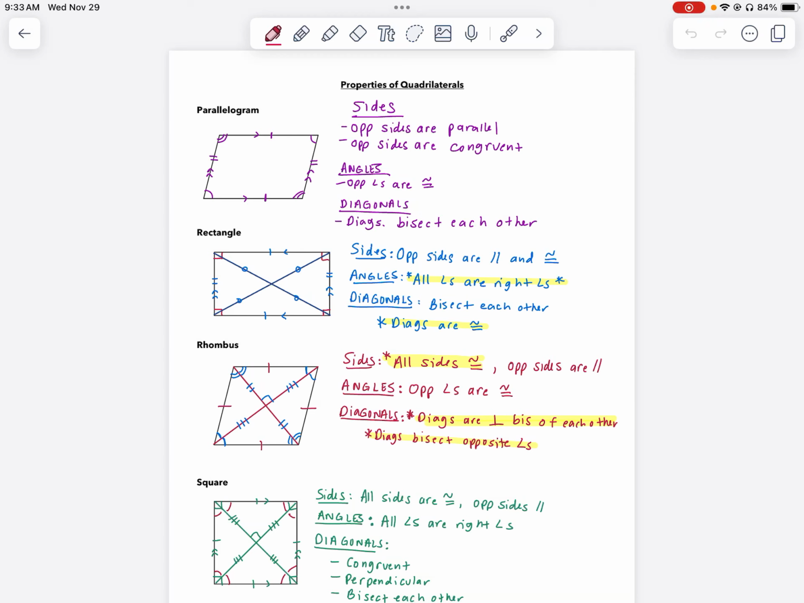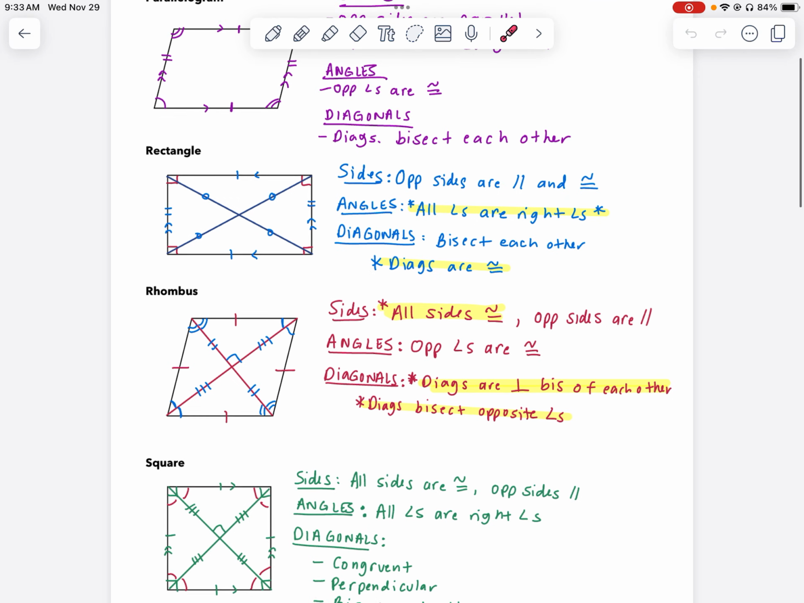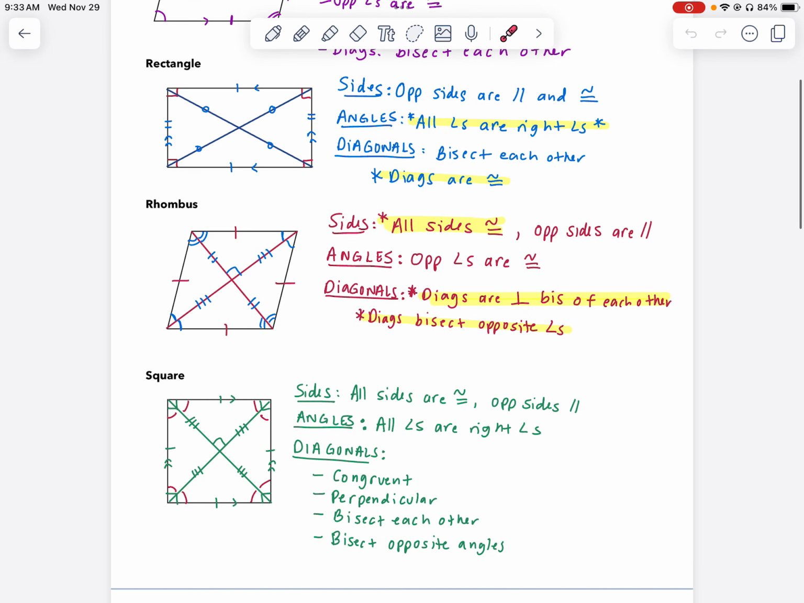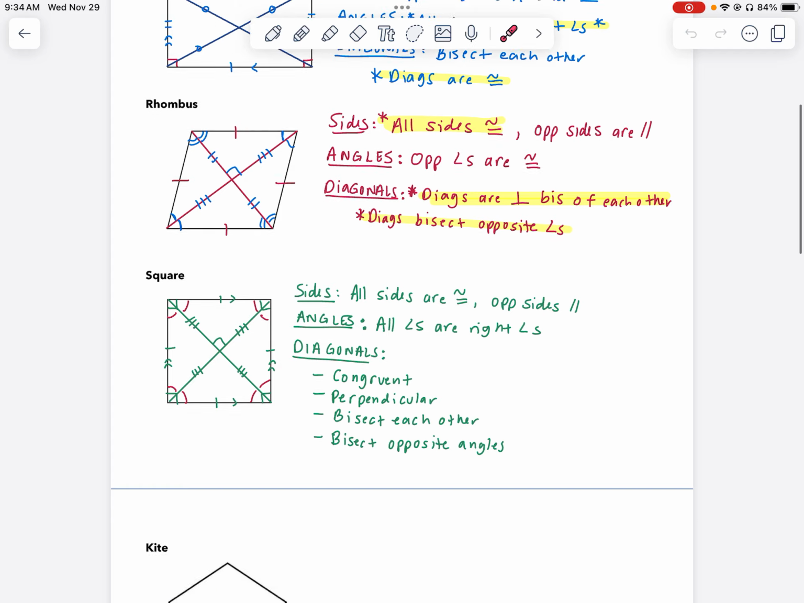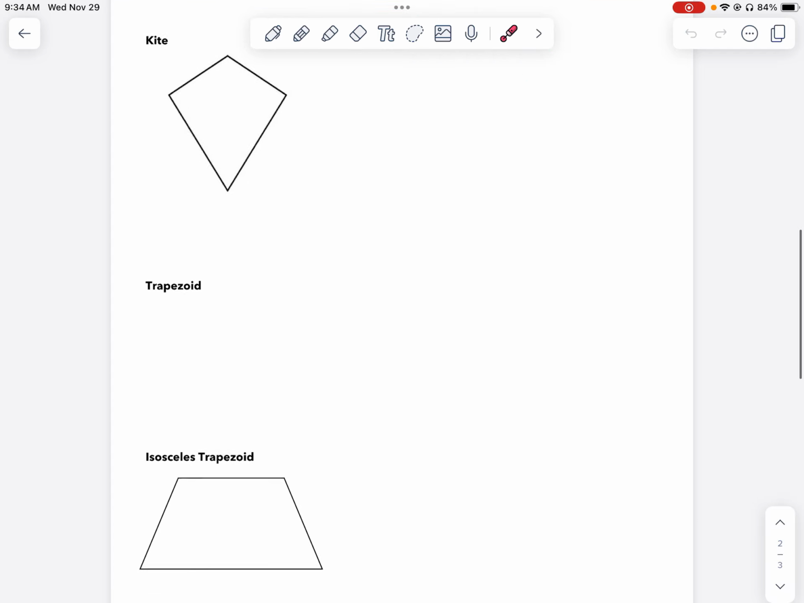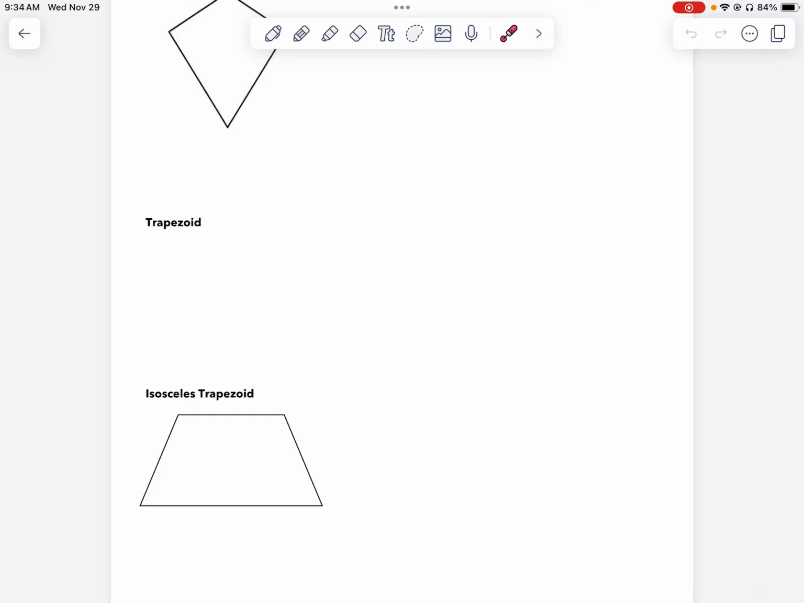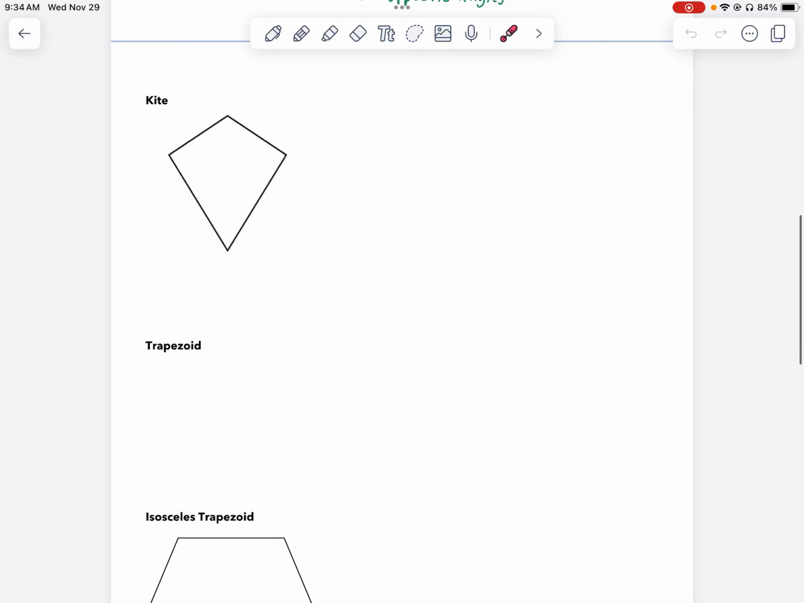So today in class, we looked through the properties of the types of parallelograms, and we saw how all of the parallelogram properties apply to the other kinds of parallelograms: rectangles, rhombuses, and squares. And now we are going to look at the non-parallelograms, which are the kite, the trapezoid, and the isosceles trapezoid.